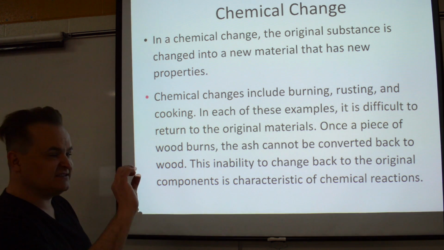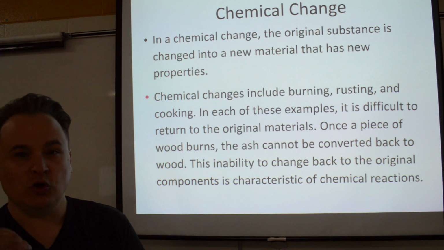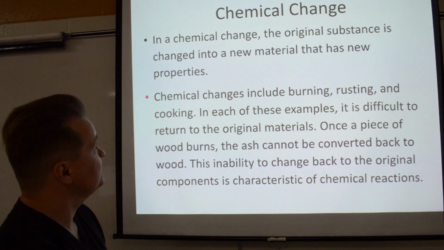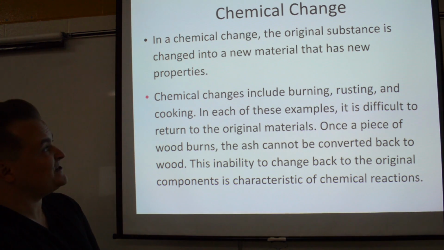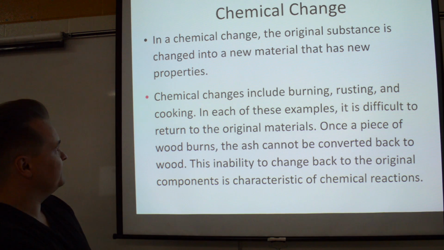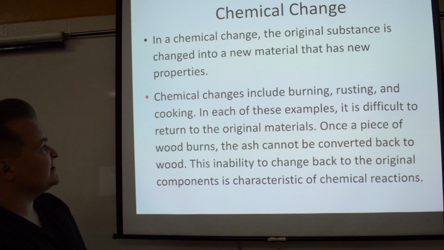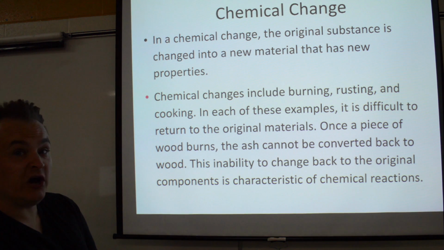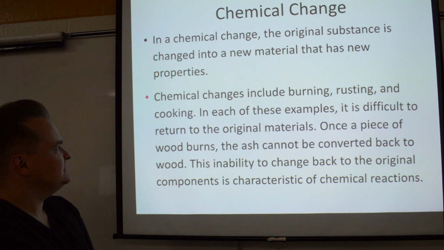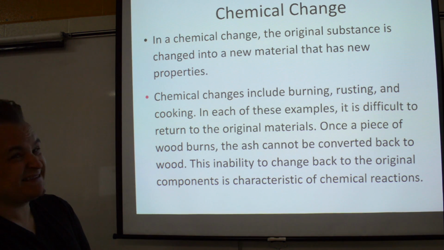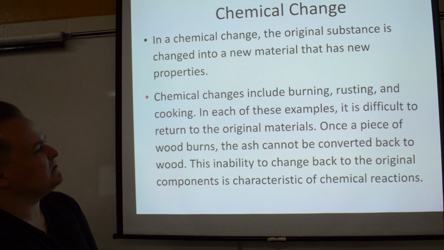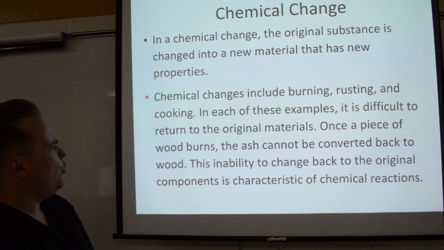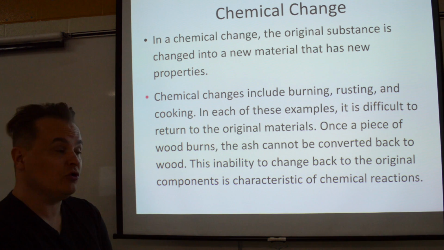Now, a chemical change, there's some signs. If you see any of these signs, you know a chemical change has happened. So let's just take a look at this. In a chemical change, the original substance is changed into a new material that has new properties. Chemical changes include burning, rusting, and cooking. You can't uncook an egg, can you, folks? You can't unburn a paper. You can clean the rust off, but the rust still happened. In each of these examples, it is difficult to return to the original material. Once a piece of wood burns, the ash cannot be converted back to wood. This inability to change back to the original components is a characteristic of chemical reactions.